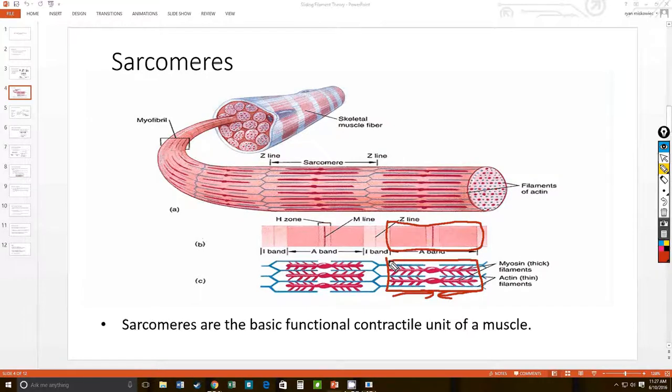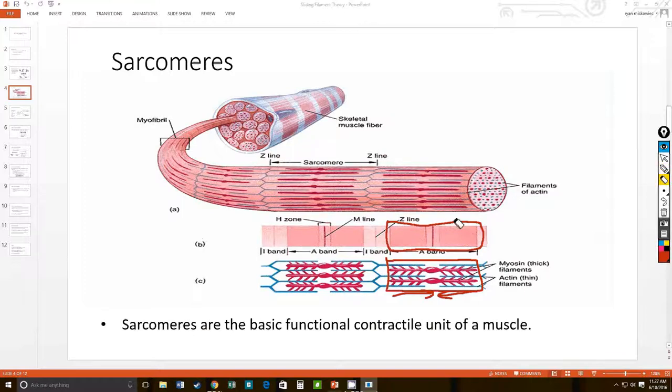Okay. So if you took a light and you shone it behind that band, there's enough structure, there's enough protein there, both actin and myosin overlapping, that it creates a dark appearance.